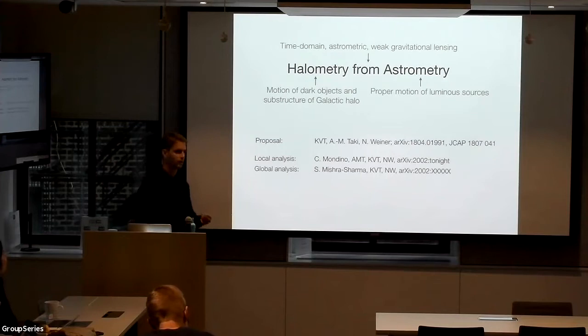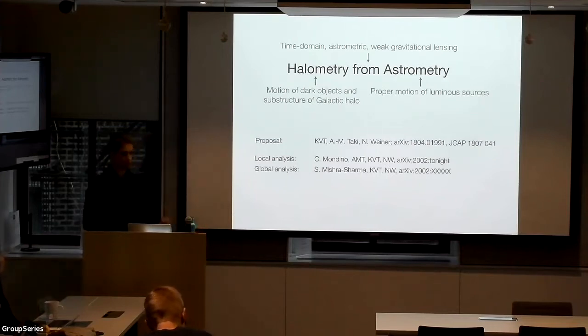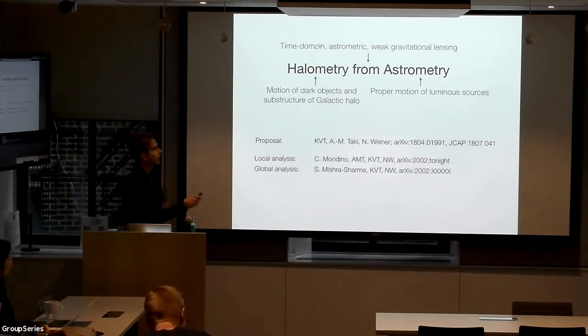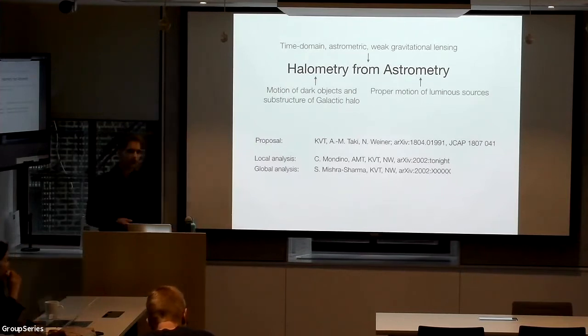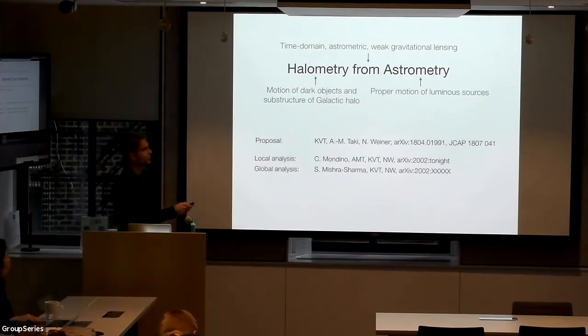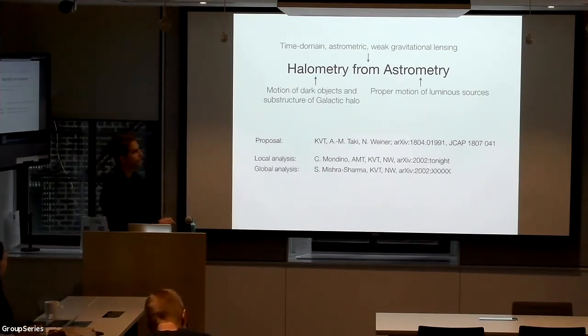So we think we can have direct measurements of the location and the motion of completely dark objects in the Milky Way halo. And we propose doing this with time domain astrometric weak lensing, where we look for time-dependent effects in the angular deflection of weakly lensed stars.